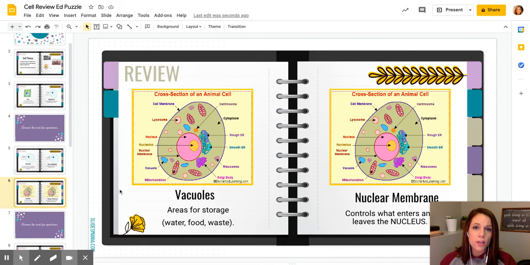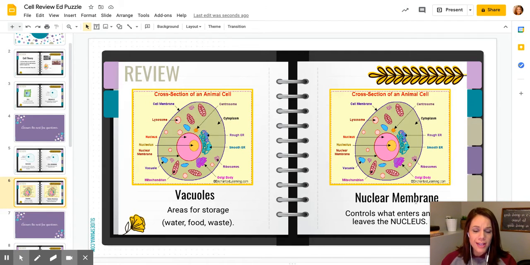Vacuoles are areas of storage in the cell. And there are three types of vacuoles. There's a water vacuole, which stores water, a food vacuole, which stores food, and a waste vacuole, which stores waste. One of the differences between a plant and an animal cell is that animals have a bunch of little tiny water vacuoles, and plant cells have one large water vacuole. So that's one difference between those two.